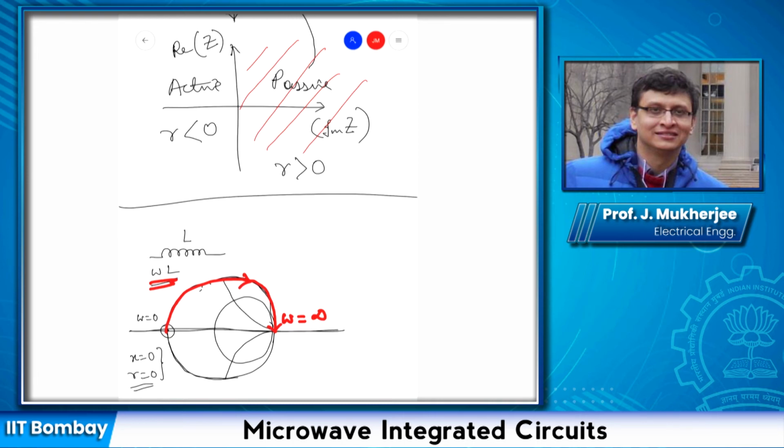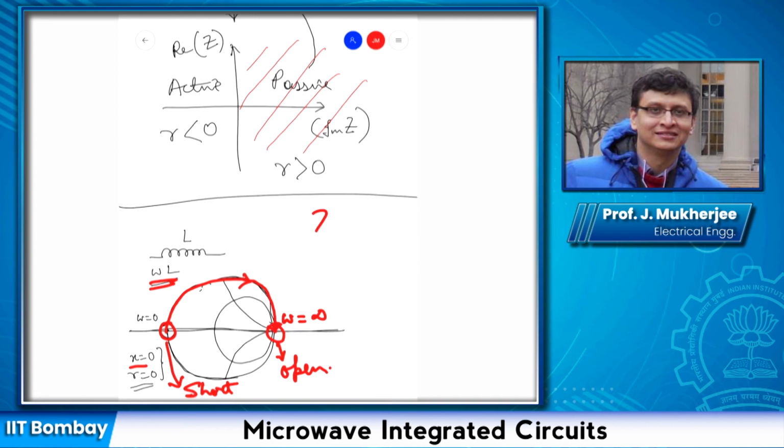Which in turn means that for very high impedance or infinite impedance, or very high value of x, we will reach this point. So this point must then correspond to open. Similarly, for very low frequency omega, the reactance will be 0, so this becomes a short. So this point corresponds to short.